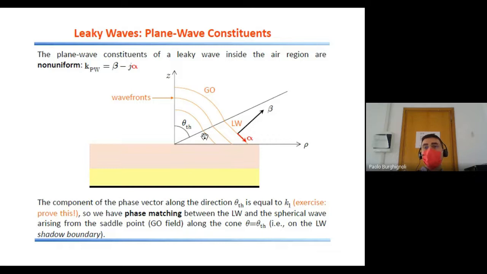So this means that there is again phase matching between the conical wavefronts of the leaky wave and the spherical wavefronts of the geometrical optics fields, that is the direct wave, also termed space wave. This is probably something that I should have said in the last lesson. The direct geometrical optics wave, that is the contribution of saddle points, that is the dominant asymptotic contribution to the wave, is sometimes also called space wave. So here we are observing the phase matching between the space wave or geometrical optics field and the leaky wave wavefronts. Okay.